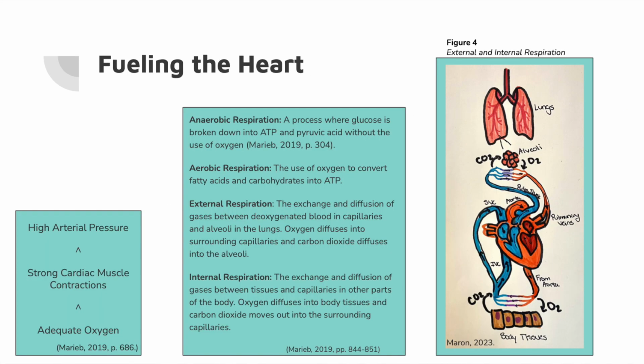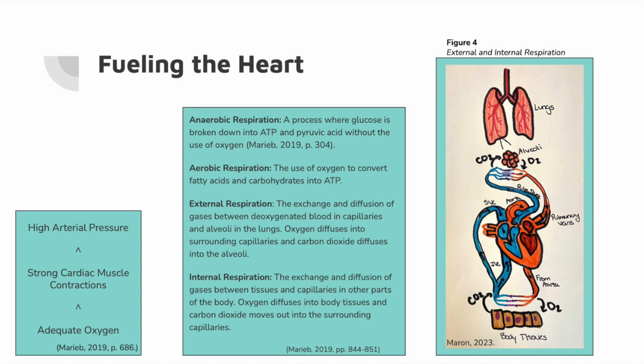Because the heart requires enough force to contract and pump blood throughout the entire circulatory system, its cardiac muscle cells and the mitochondria within them demand more oxygen than regular skeletal muscle cells. Aerobic respiration is a process used by cardiac muscle cells to use oxygen to convert fatty acids and carbohydrates into ATP, the body's energy or fuel. Unlike skeletal muscle cells, cardiac cells cannot use anaerobic respiration when there is an insufficient amount of oxygen. In comparison, anaerobic respiration breaks down glucose into ATP and pyruvic acid without the use of oxygen.